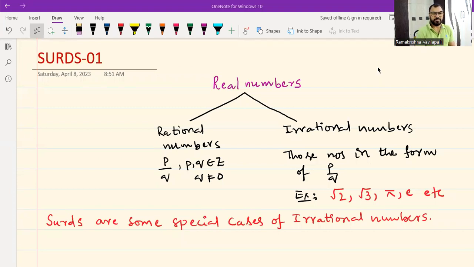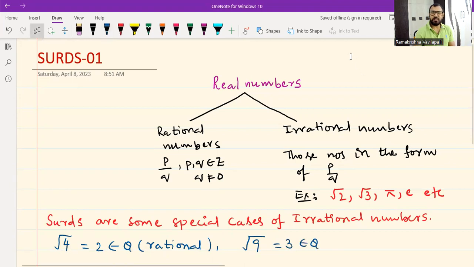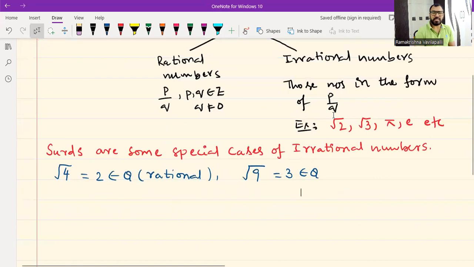For example, take root 4 equal to 2. So it is a rational number, you can write it belongs to Q. Root 9 equal to 3 is also a rational number. So surds are some special cases of irrational numbers.